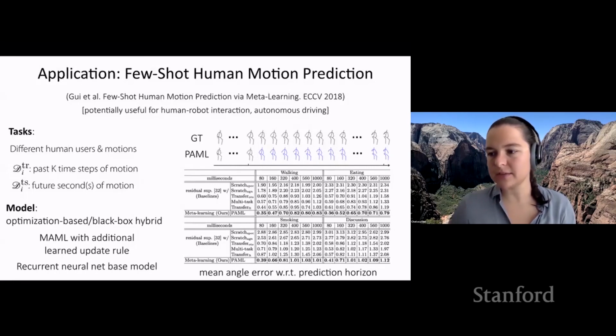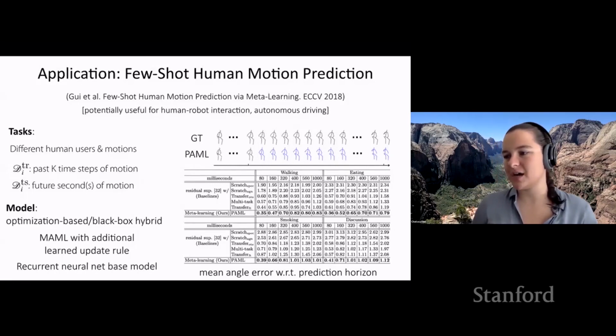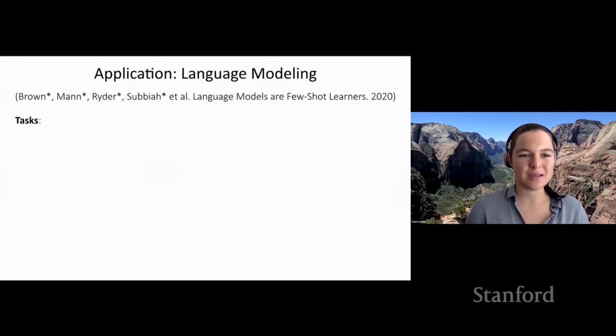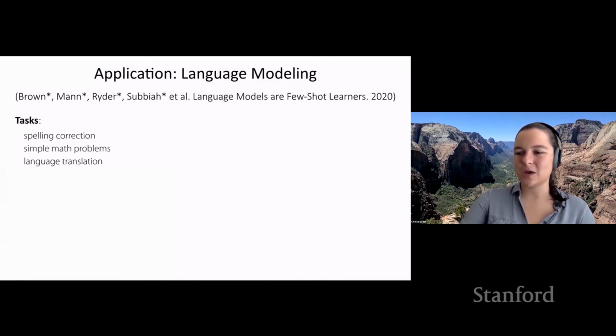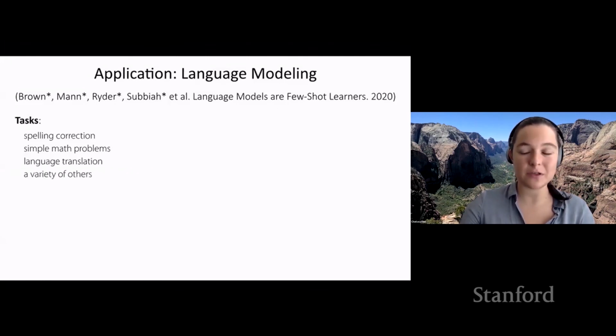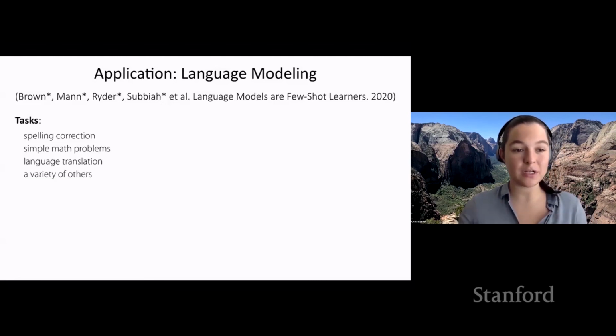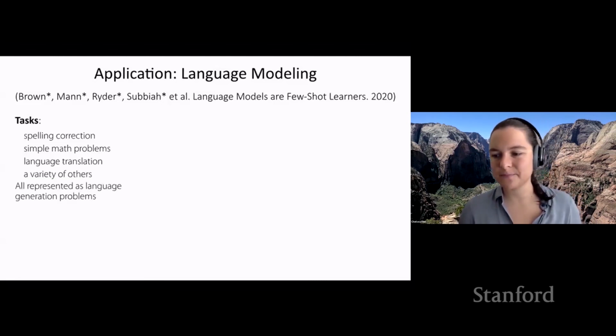Okay, and then the last application that I'll mention is the GPT-3 paper that we didn't quite have time to go through in the lecture on black-box meta-learning. And in this case, their tasks are quite diverse. It corresponded to things like spelling correction, simple math problems, and translating between languages, and a variety of other tasks, which I think is actually really cool that they're able to train it on such a broad distribution of tasks.